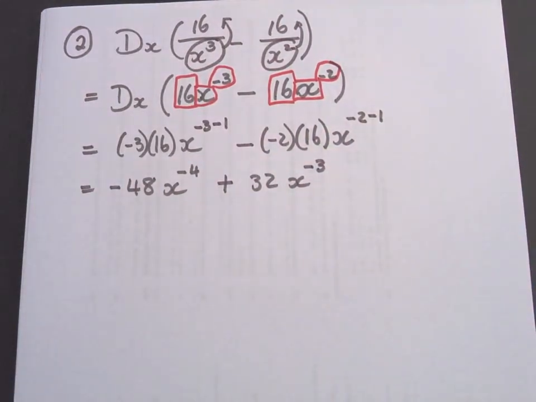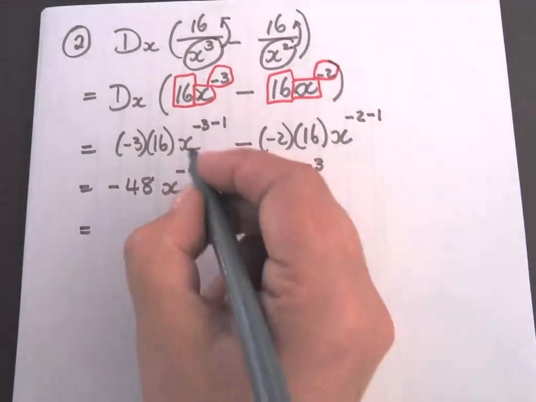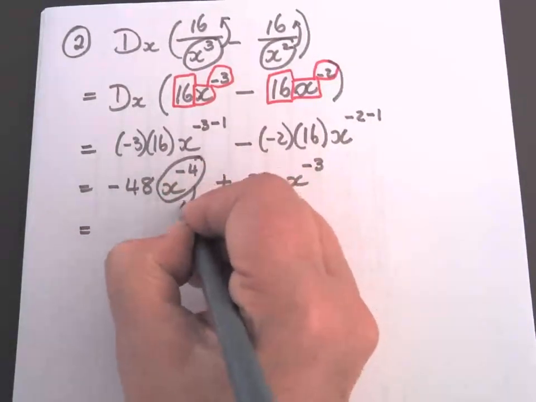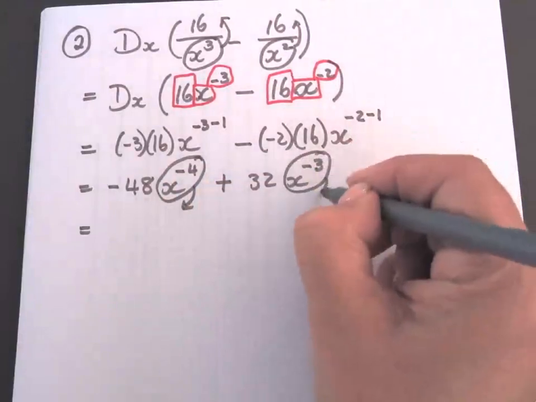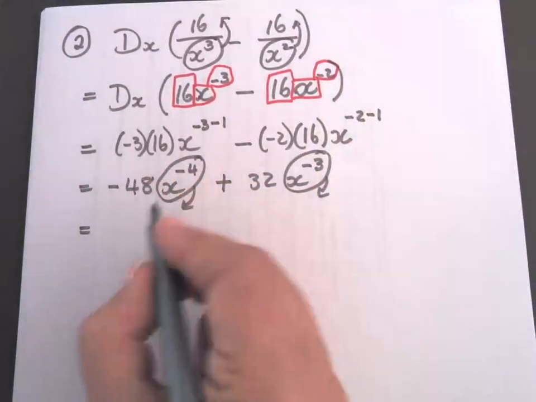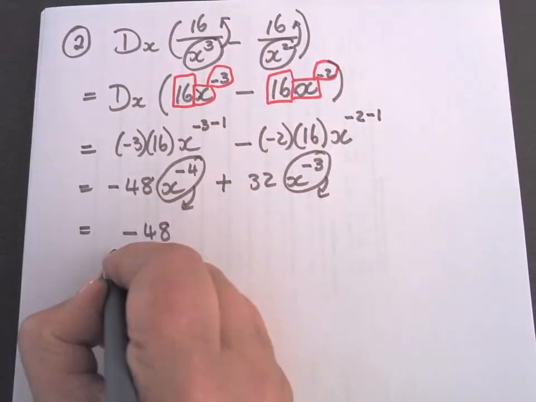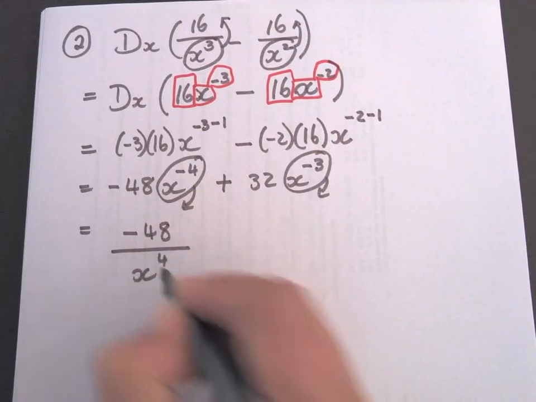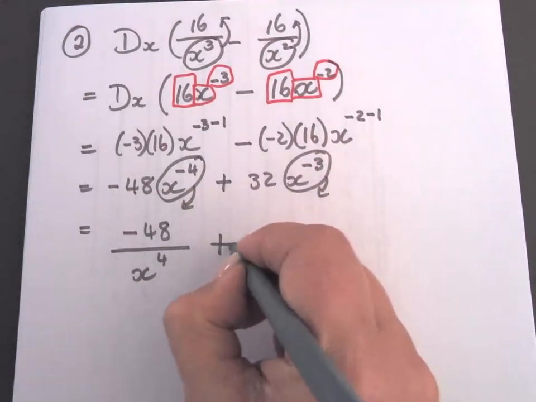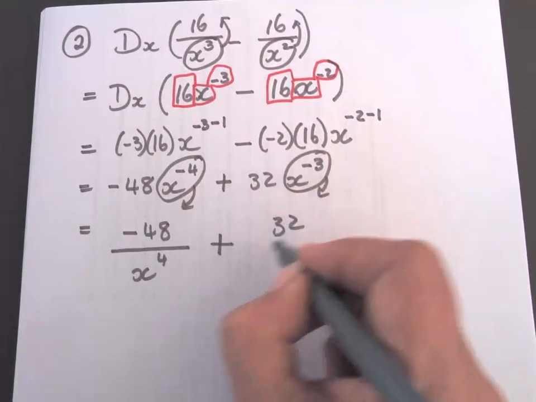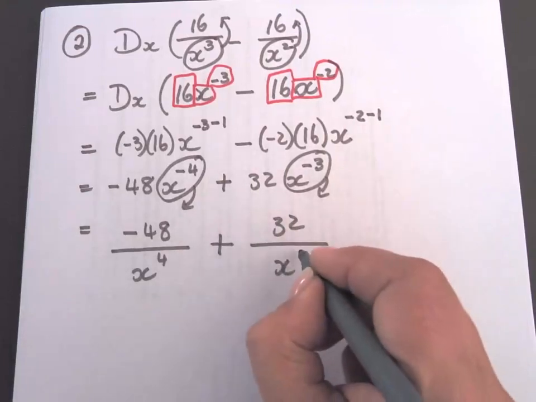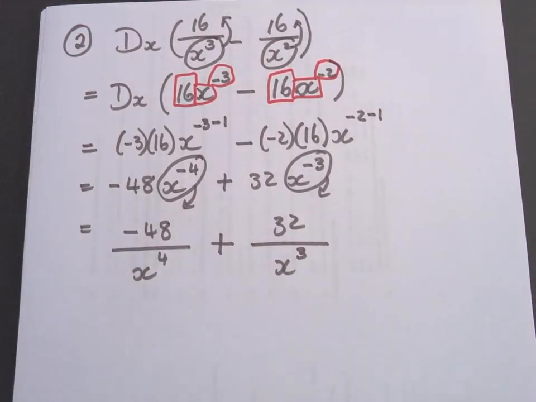Can I leave my answer like that? No. Why? Negative exponents. You are very, very clever. So this must go down and this must go down. So the negative 48 stays on top, x to the power of 4 plus 32 on top, x to the power of 3. Any questions?